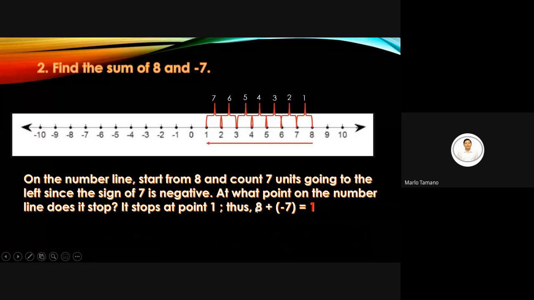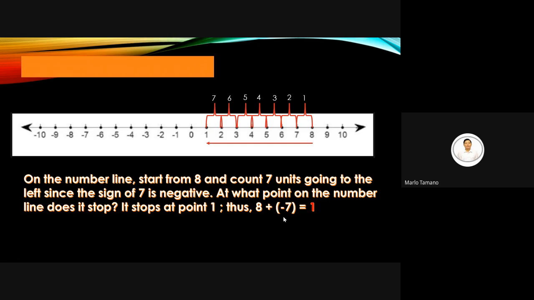Later on, we will focus on using the number line first. From 8, you move 7 places to the left. Why left? Because the addend is negative. When the second addend is positive, you move to the right.